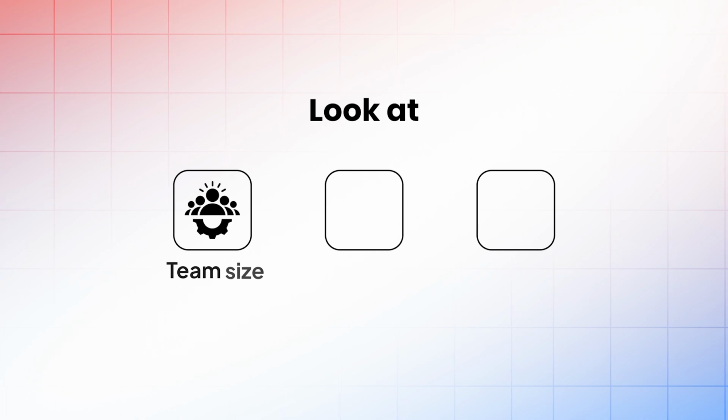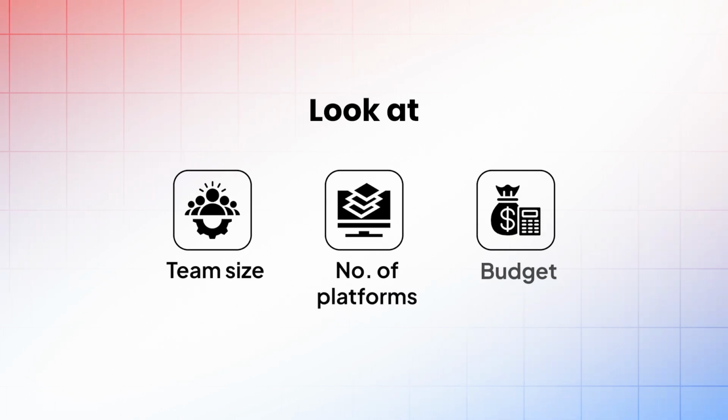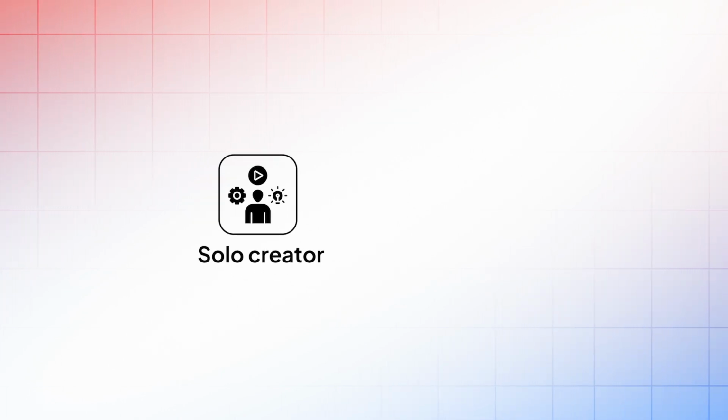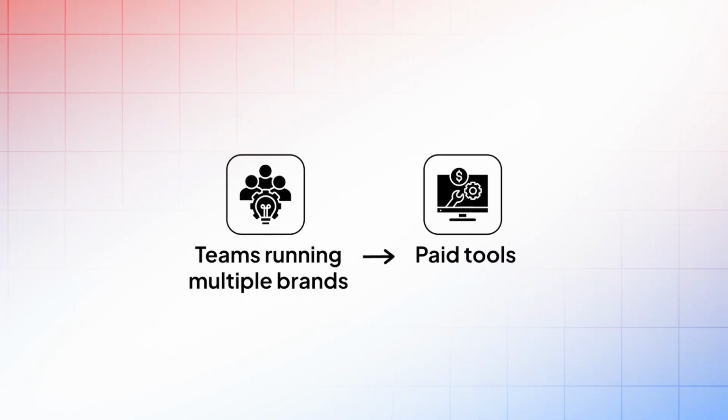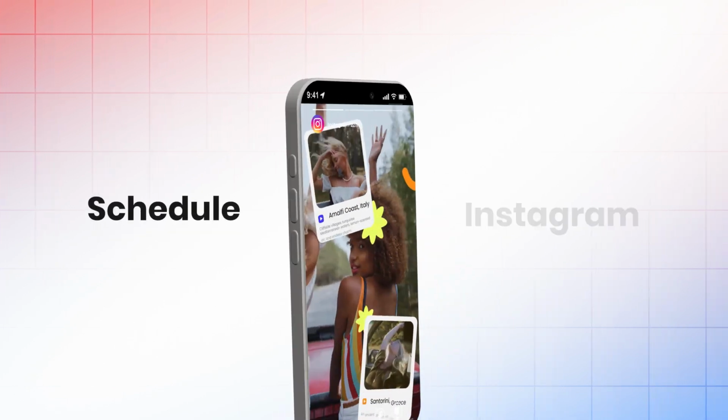When picking one, look at 3 things: team size, how many platforms you manage, and budget. For a solo creator on one account, the free options work. For a team running multiple brands, the paid tools pay for themselves in time alone. So that's how you schedule Instagram stories without living inside the 24-hour countdown. Pick the route that fits your scale and get your weekends back.